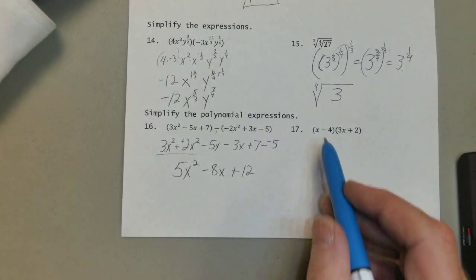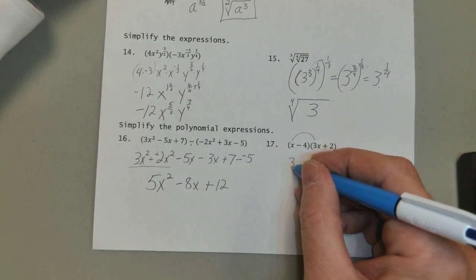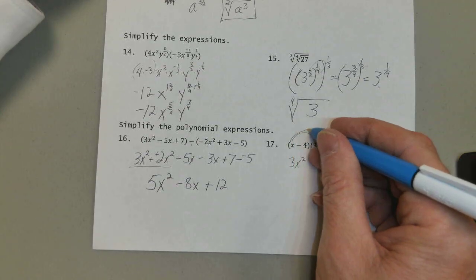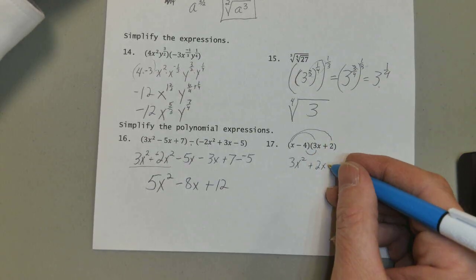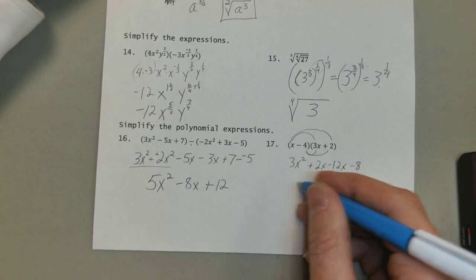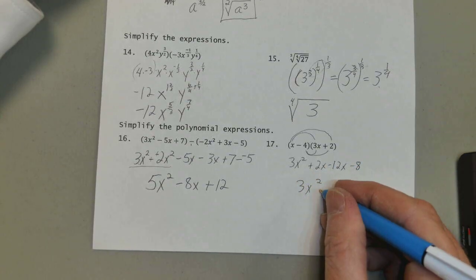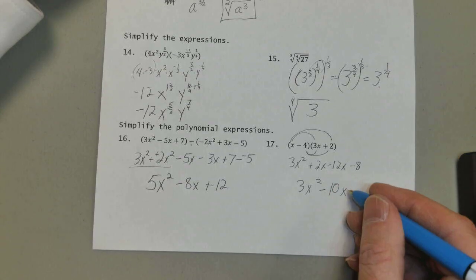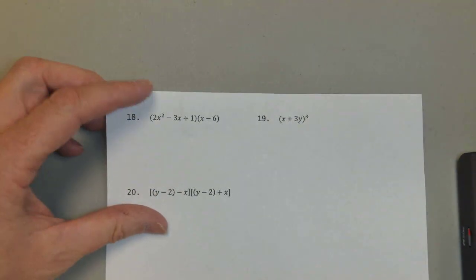Okay. This one is one we're going to FOIL on. X times 3x is 3x squared first. Outside plus 2x. Inside minus 12x. And last minus 8. And those two terms in the middle are like terms. So I'm going to go 3x squared minus 10x minus 8. Alrighty.